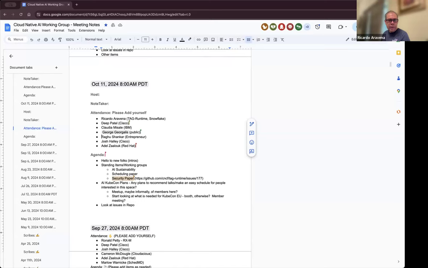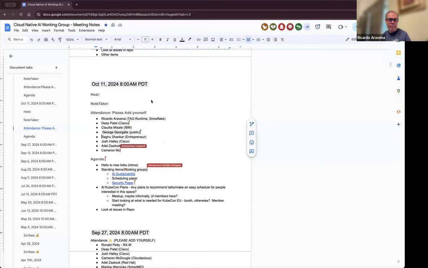I suppose we can get started. We did some brief intros and we'll get going with the agenda items. So I'll start. Ricardo Arabina, I'm a co-chair for Tag Runtime, also lead for this working group. I've been involved in this working group since the beginning and also in Tag Runtime from the beginning. Excited to be here, and feel free to reach out if you have any questions or anything I can help with.